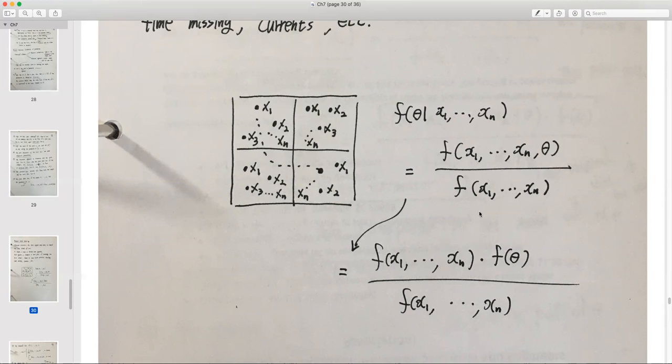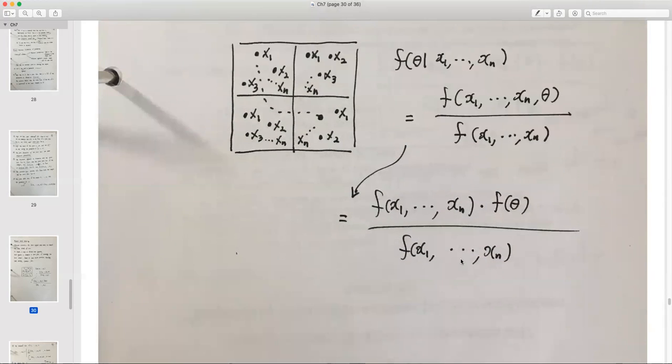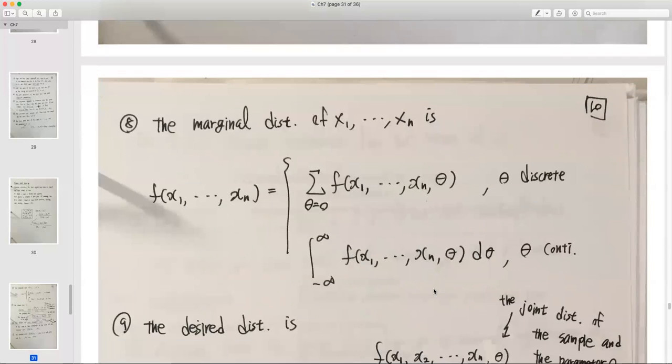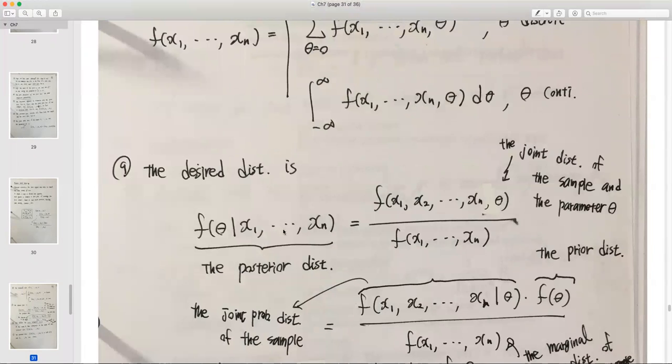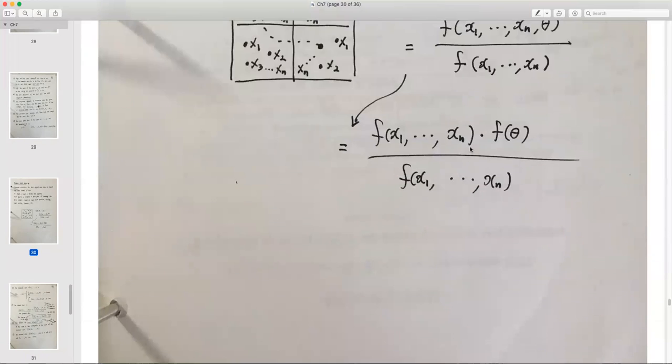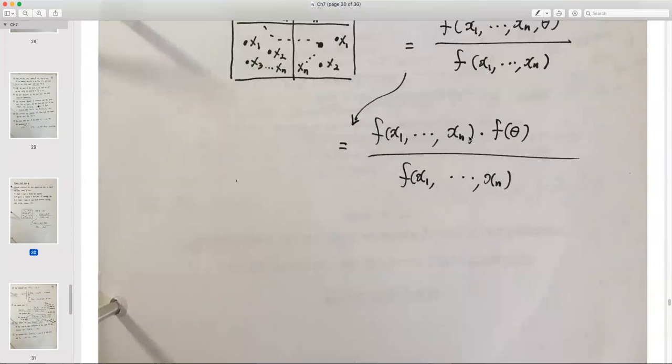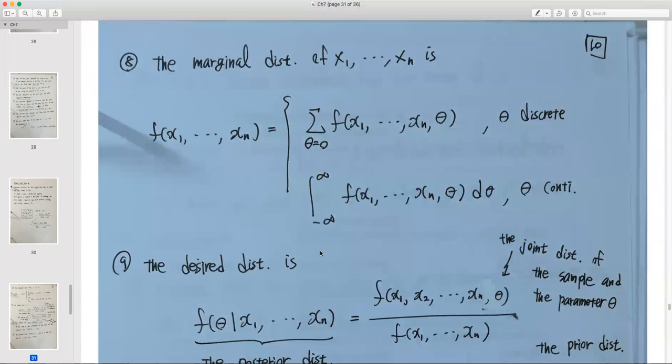But actually, this is a typo. There should be the bar and theta right there. Now let's focus on the bottom one. What is this? The marginal distribution of x1 through xn can be expressed as the sigma of f of x1 through xn given theta times the prior, or the integral, depending on whether theta is discrete or continuous. So here we're going to construct the formula of the posterior distribution. It's equal to the joint distribution of sample and parameter divided by the marginal distribution. As I told you, there is a typo; the bar and theta should be right there. Sorry.